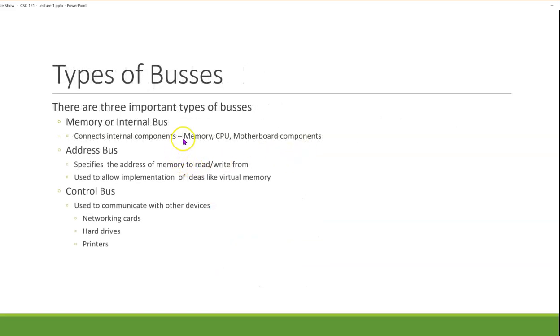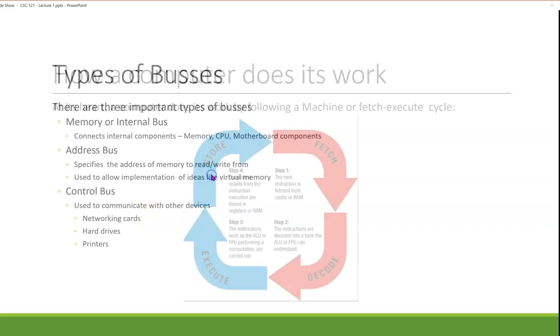So there are different types of buses. Let's talk about a few. We've got memory or internal buses. This connects the internal components, such as memory and the CPU, to the other motherboard components. There's an address bus. This specifies the address of memory to read or write, and it is also used to implement ideas like virtual memory. The control bus is used to communicate with other devices like networking cards, hard drives, or printers.